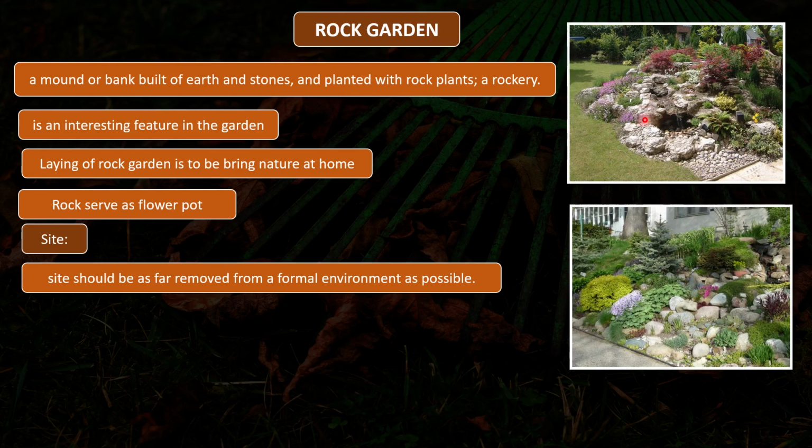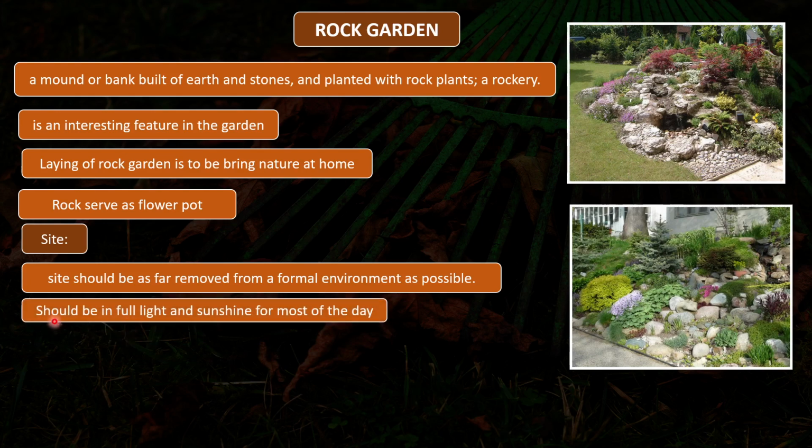So it should not have a formal environment, and for that it is very important that the surrounding environment should also be informal, right? So it should be away from formal environment. It should be present in an informal type of environment which has no symmetry or shape. Another thing is that the site should be in full light, because the plants that we use are mostly the rocky plants.